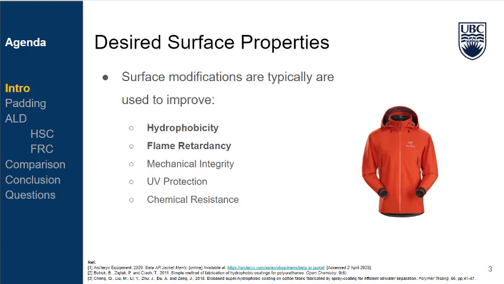Surface coatings on textiles are typically used to improve a fabric's hydrophobicity, for example, in outdoor clothing as shown in the picture. They also provide the ability to resist combustion, improve mechanical integrity and UV protection, and resist chemical penetration and deterioration. In later slides, we will be going over hydrophobicity and flame retardancy in more detail.